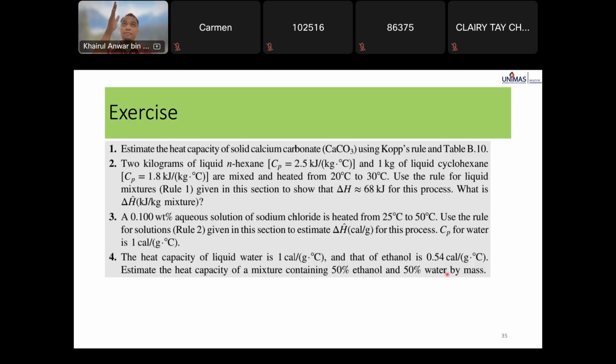So you don't sum it. You need to do it individually, but at the end sum the value. So for example, CP here is from 20 to 30. There's 2 kilogram. So you get 2.5 multiply with 10 multiply with 2 gram. Another one is 1.8 multiply with 10. Then you add these two, you get 68 kilojoule.